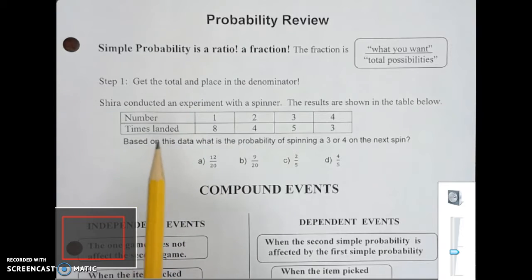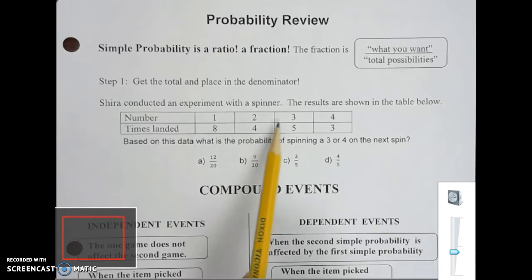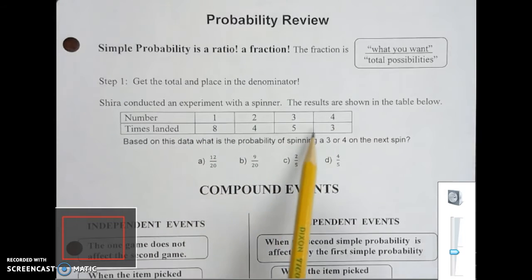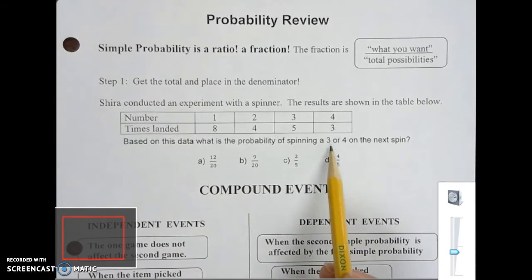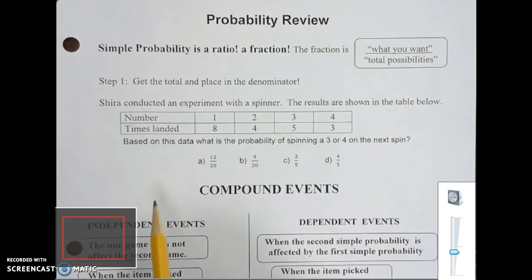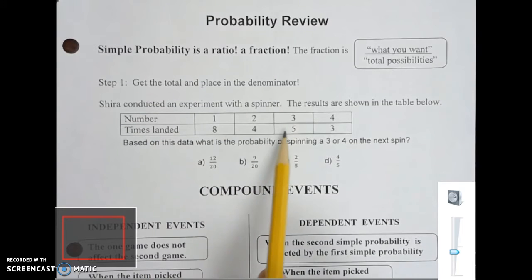in the denominator. In this example, it says Shira conducted an experiment with a spinner, and the results are shown in the table below. We can see the different numbers on the spinner, 1, 2, 3, and 4, and how many times it landed on each of those numbers. It says, based on the data, what is the probability of spinning a 3 or a 4 on the next spin? The first thing we're going to do is figure out how many times did she spin the spinner originally? So we're looking at the times landed. If I add up all of these numbers here, that's going to be my total possibilities. That's going to be in my denominator.